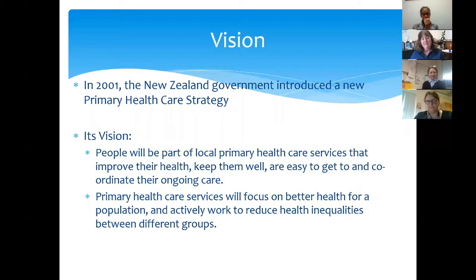Great, thanks. So in 2001, the New Zealand government introduced a new primary healthcare strategy that had a vision of people being part of a local primary healthcare service that improves their health, keeps them well, is easy to get to, and coordinates their ongoing care. And services will focus on better health for a population and actively work to reduce health inequalities between different groups.